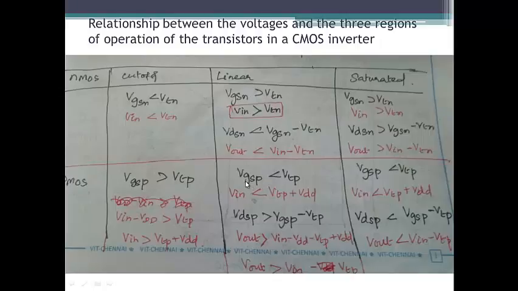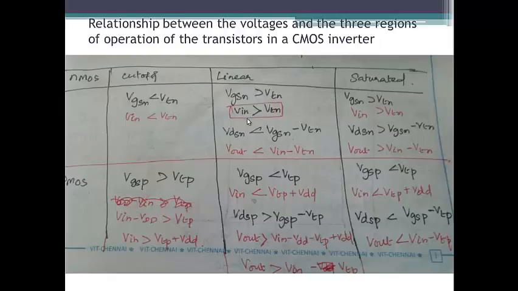Similarly, for the linear region, you can write the equation and replace VGSP by Vin minus VDD and write it with respect to Vin, because Vin is the variable here. We are going to vary Vin. Similarly, you have one more condition, VDSP must be greater than VGSP minus VTP. VDSP is nothing but Vout minus VDD. So taking Vout and VDD to the other side, we already have Vin minus VDD for this, minus VTP plus VDD. So the 2 VDD get cancelled, and Vout must be greater than Vin minus VTP. So these are the conditions, and for saturation the same condition with the opposite relationship. Okay, so these are the relationships between the voltages and the three regions of operation of the transistors in a CMOS inverter circuit.